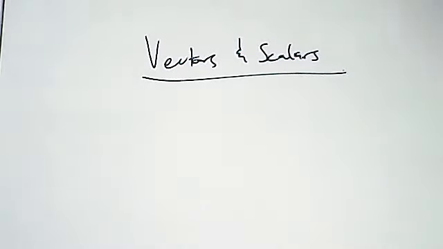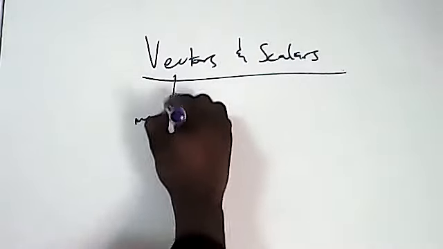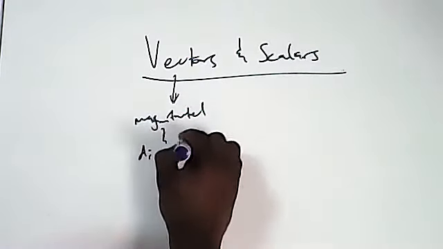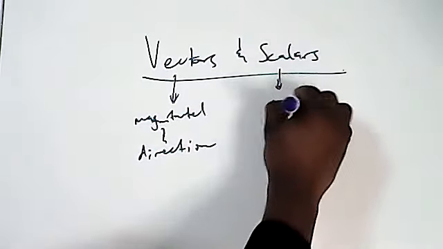So the vectors and the scalars, this is where everything in physics starts from. These are the basics of physics. These are the quantities we use in physics, right? A vector is a physical quantity that has both magnitude and direction, whereas a scalar quantity only has magnitude.